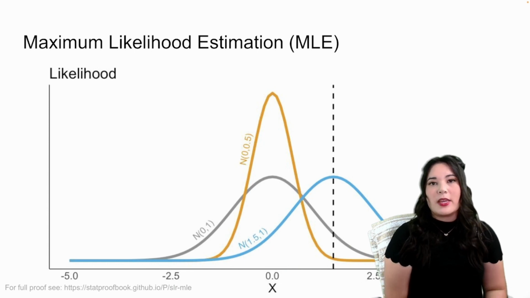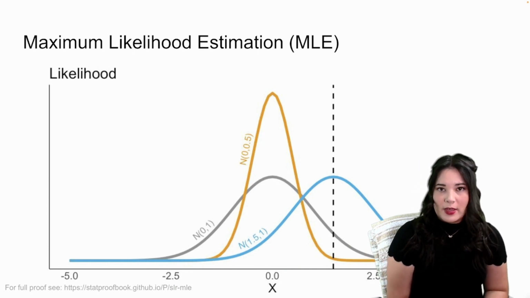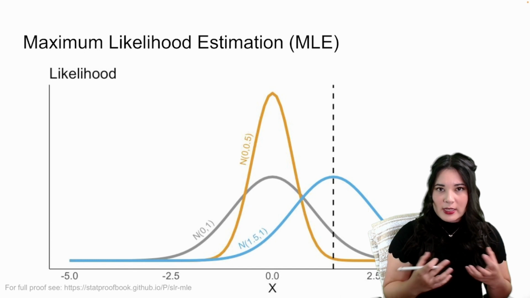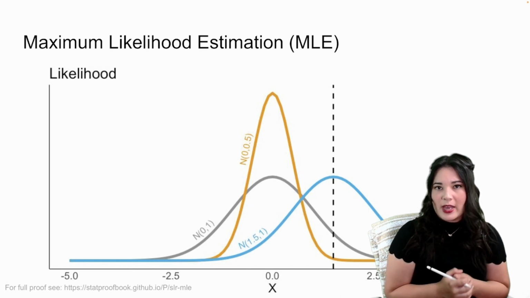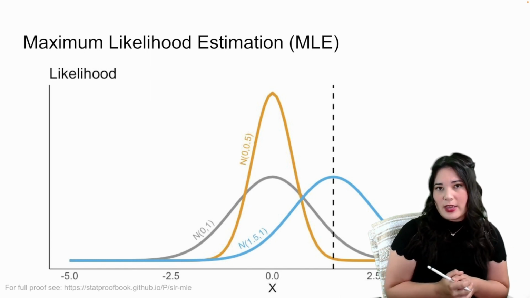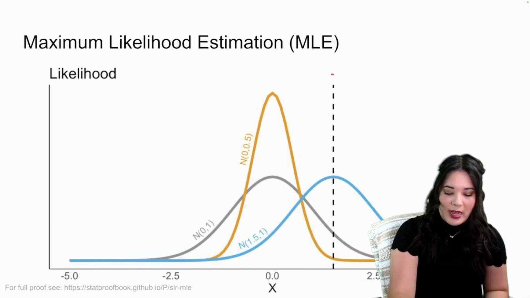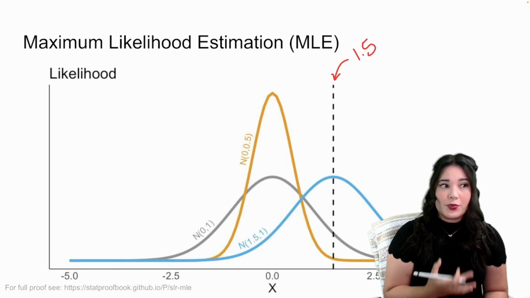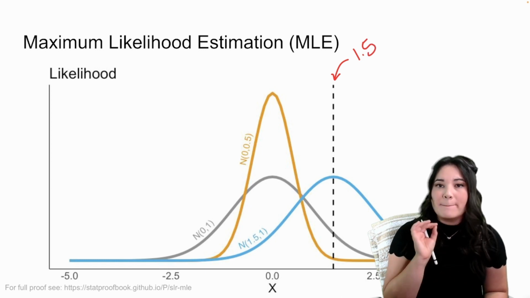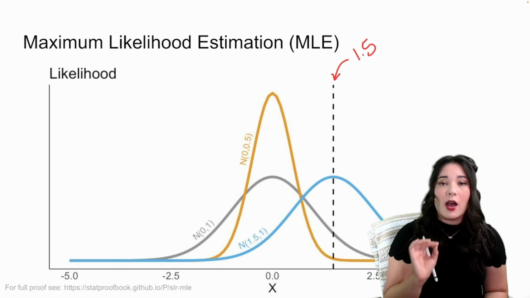Well, what does that mean? When we look at the likelihood of something, we're basically saying, given these specific parameter values, how likely is it that we would see our given value? For instance, here's a really simple problem. Here we have a line representing the value of 1.5. Now, we want to choose a normal distribution that maximizes the likelihood of this value.